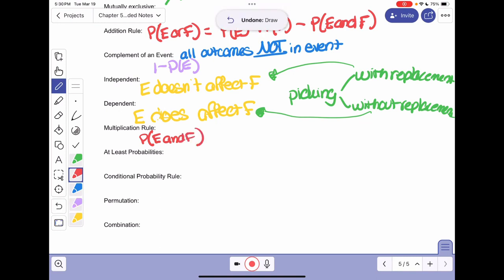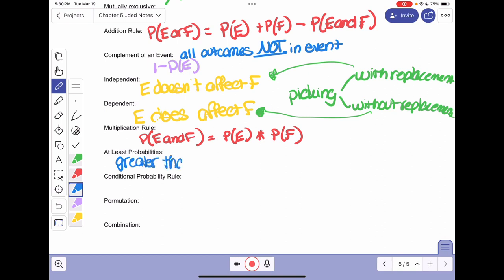The multiplication rule is E and F together. So what's the probability of getting a 2 and an even number? So you would multiply those probabilities. Find each event, multiply them together. At least probabilities. So if I want to know what's the probability of getting at least a 2, or greater than or equal to a 2, what you're going to do is you're just going to add all the probabilities. So find each probability that's greater than or equal to 2 and add them up.